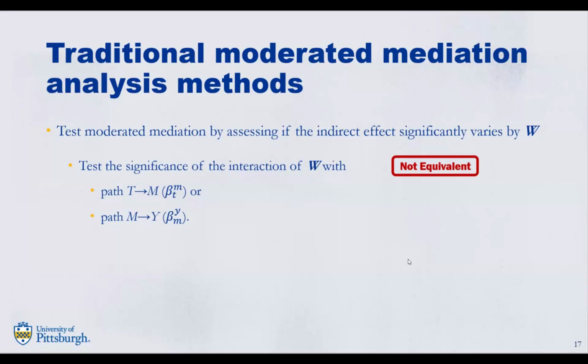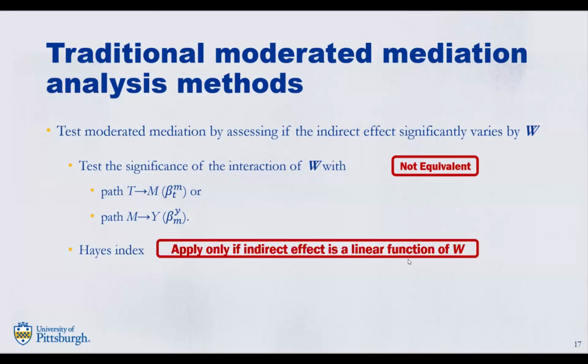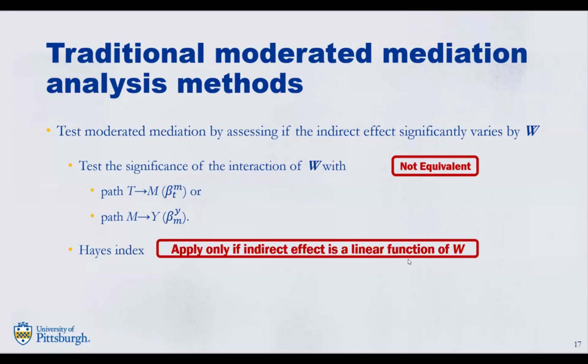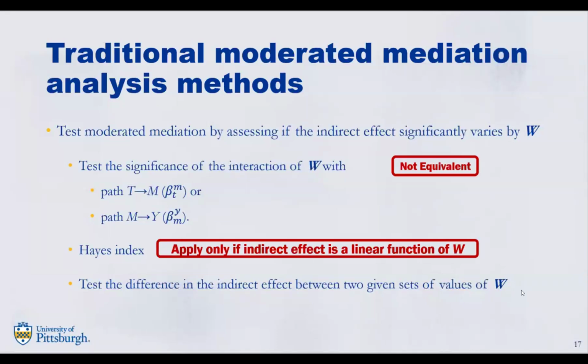That means you cannot separately test the significance of the interaction of the moderator with either path included in the indirect effect. And the second approach is the Hayes index, which uses one single index to measure the relationship between the indirect effect and the moderators. However, it applies only if the indirect effect is a linear function of moderators. And the third way is to test the difference in the indirect effect between two given sets of values of moderators. And the third way is more recommended.